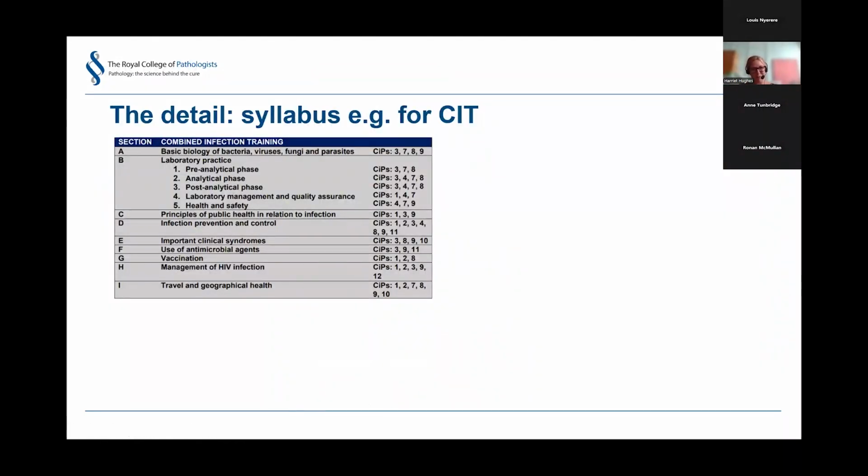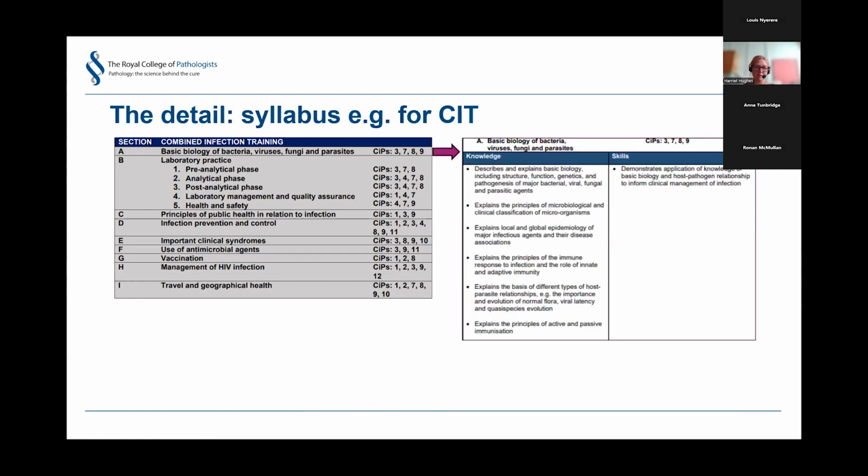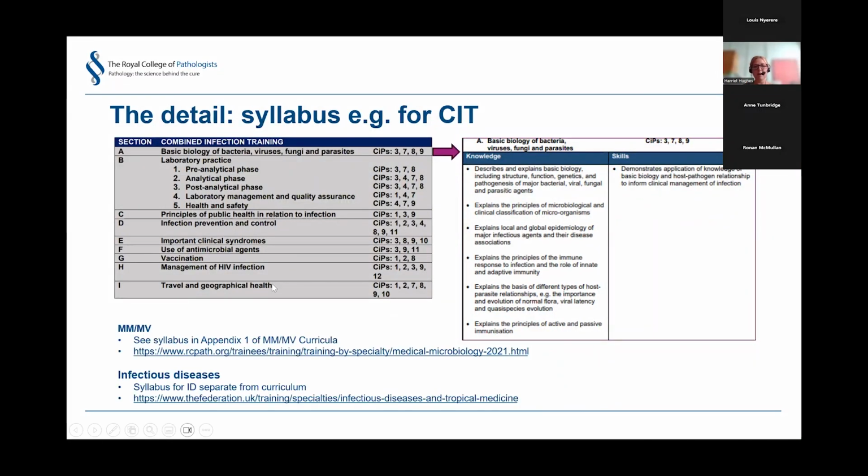The other issue to point out about the curricula is there is a lot of detail in the syllabus. I've just given you a little snapshot for CIT, but there's also a syllabus for micro, a syllabus for virology, and a syllabus for ID. Again, there's a lot more detail there, and I wanted to highlight where you can find that.